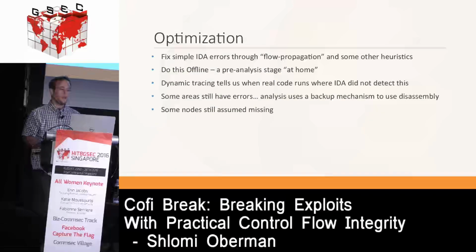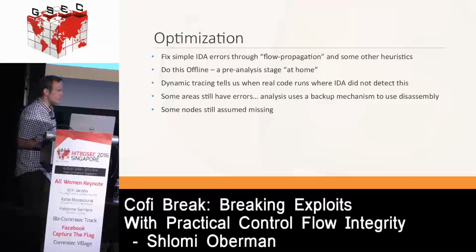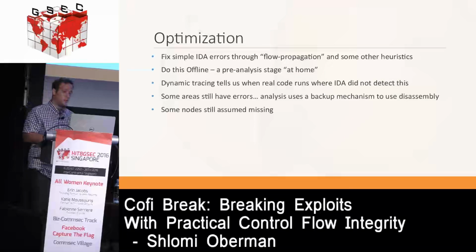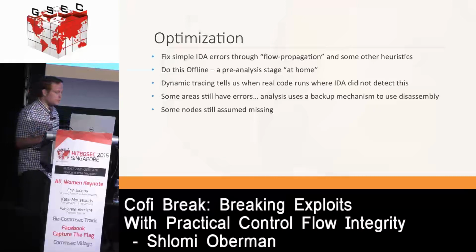Okay, so one thing is fixing simple IDA errors, right? All kinds of heuristics, flow propagation. Some errors are simple. Some errors still remain, either because it's difficult to perform some kinds of analysis or fix-up with IDA, or because the algorithms are not perfect, or because of anti-reversing tricks. So there's two things we can do.